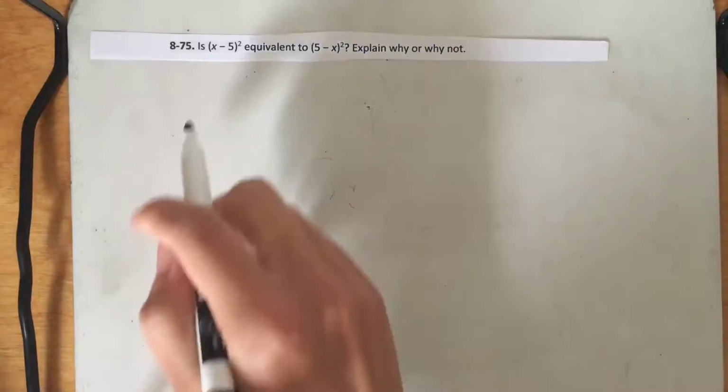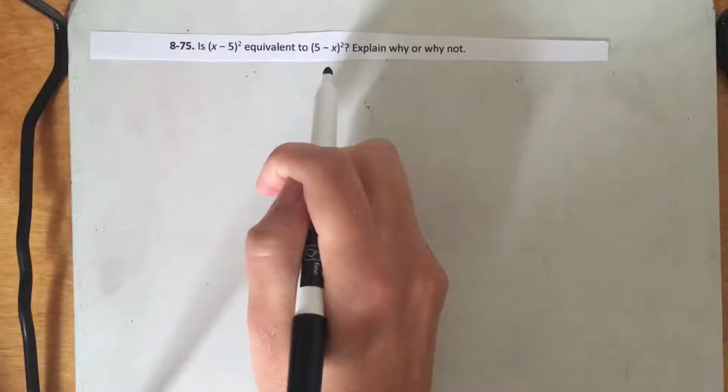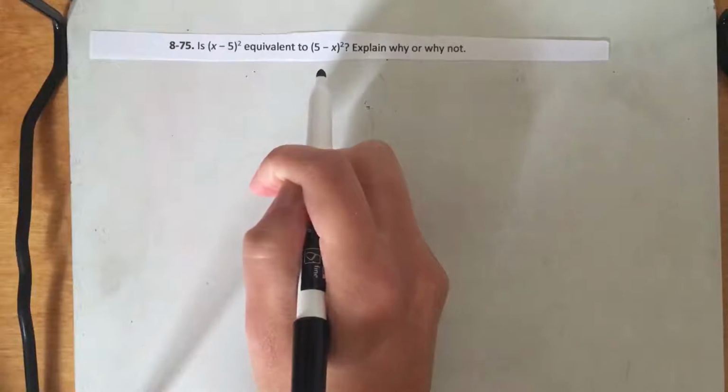This is problem 8-75. Is the quantity x minus 5 squared equivalent to the quantity 5 minus x squared? Explain why or why not. So there's a couple of different ways we can prove this. The first one that probably most people would think of is to multiply this out and see if they're the same thing. So that's how I'm going to start, but I'm going to show you a couple other ways too.